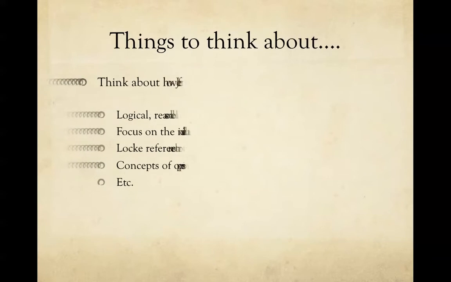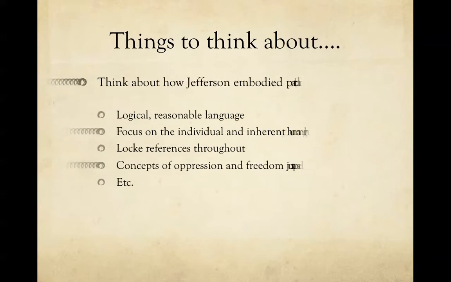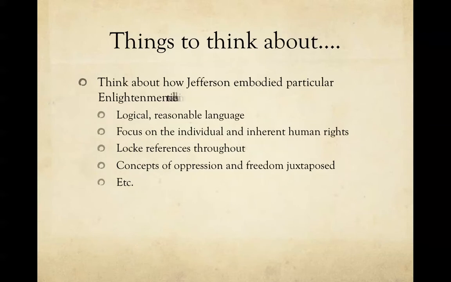I want you to think about how Jefferson embodied particular Enlightenment ideals: logic and reasonable language, focusing on the individual and inherent human rights, the Locke references throughout, the concepts of oppression and individual freedom. All of these things work together to create this sort of perfect Enlightenment text. So that's it for the Declaration of Independence.